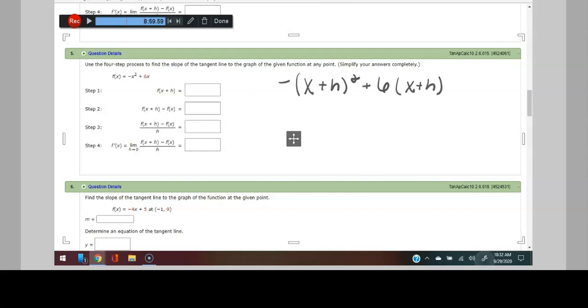So it was negative x squared plus 6x. So now I can do math. When I expand the x plus h, remember that that is not x squared plus h squared. You're going to have to FOIL that out.